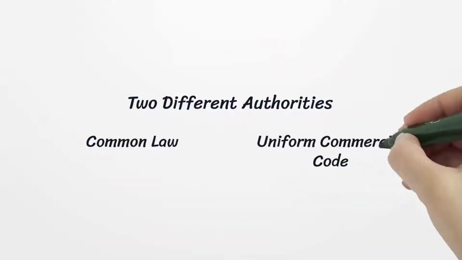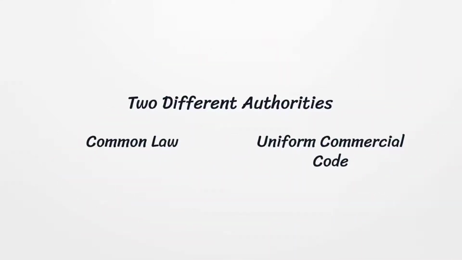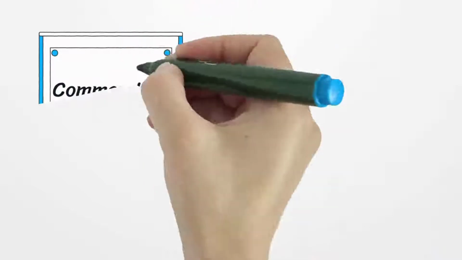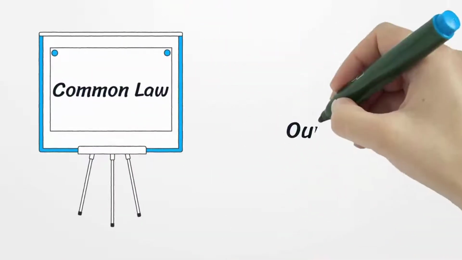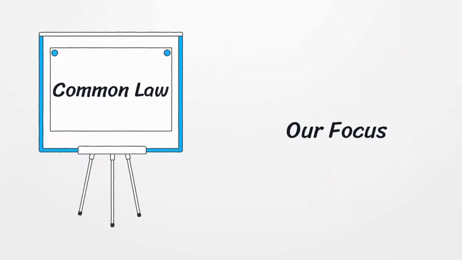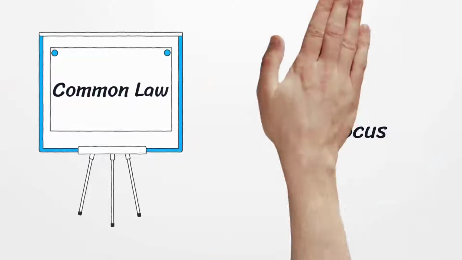Contract law as it pertains to your business will derive from two different authorities, common law and the Uniform Commercial Code. In the previous lesson, we've learned that Article 2 of the UCC covers contract formation. Common law and the UCC will differ when it comes to formation and requirements of contractual obligations. In this lesson, we will focus on common law understanding.